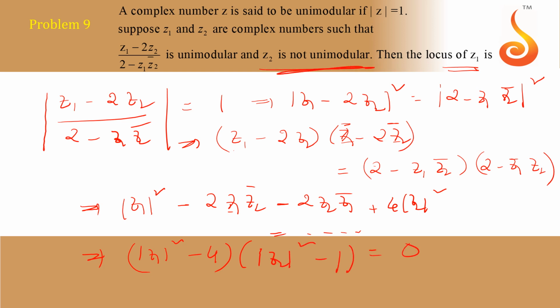But Z2 is not unimodal, so this is not possible. So only this is possible. So mod Z1 will be 2. So when we got mod Z1 equal to 2, we're asking the locus of Z1, no? So the locus of Z1 will be a circle with center at origin and radius 2 units.